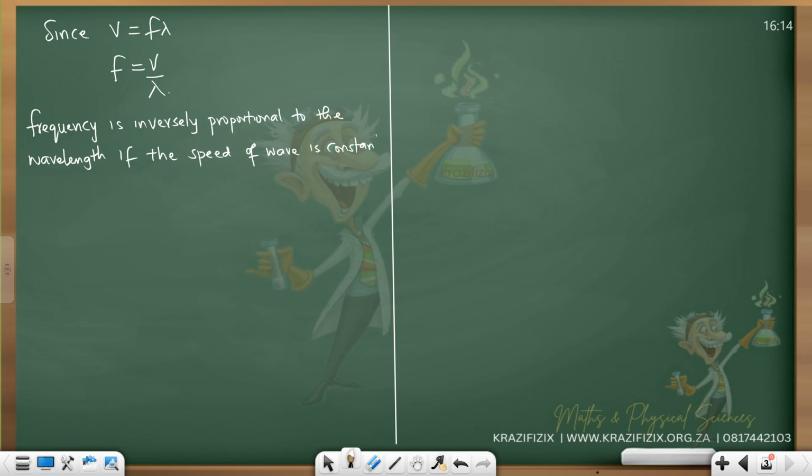I know many of us just say inversely proportional. Please, whenever you say inversely proportional, there must be a constant variable. We miss that mark a lot. So F is proportional to 1/lambda only at constant what? Speed.